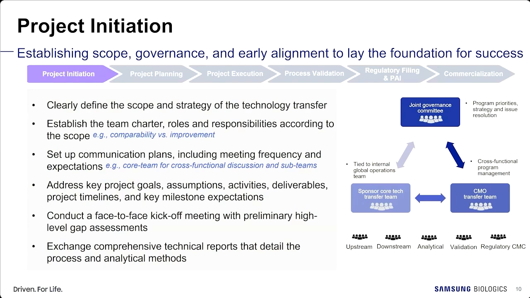The technology transfer team will be established and communication channels will be set up to meet the goal and scope of the technology transfer. Communication hierarchy is aligned between the teams for effective communication. One core team for cross-functional discussion and multiple sub-teams for in-depth discussion of each function are commonly utilized for technology transfer.